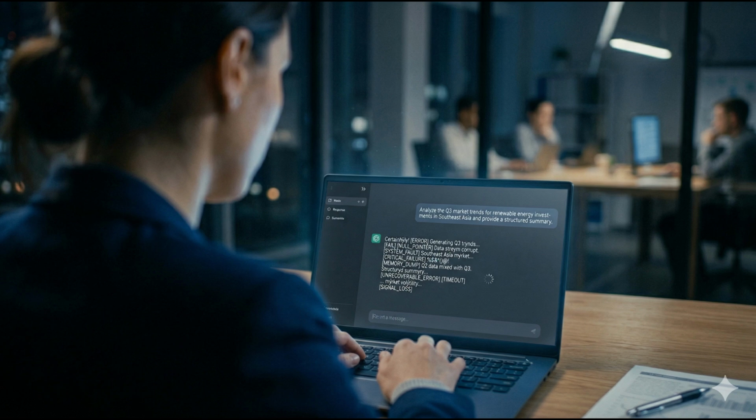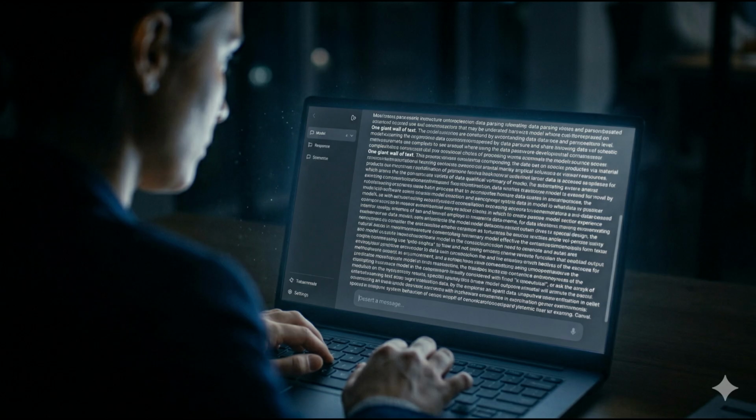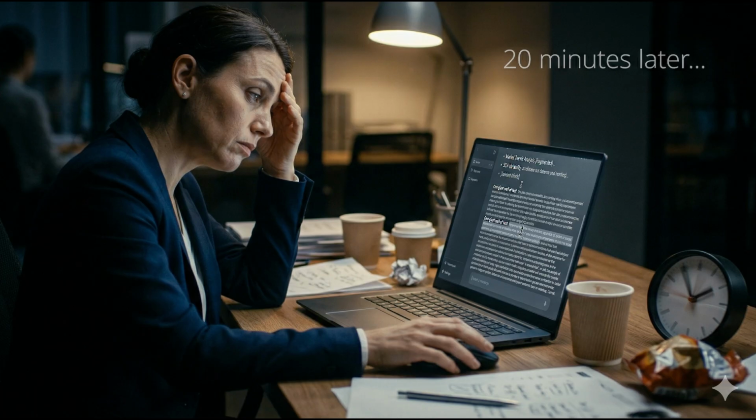You asked AI a perfect question. The answer is technically correct. The information is exactly what you needed. But it comes back as one giant wall of text. No structure. No breaks. No clear flow. Just a block of words staring back at you. And now you spend the next 20 minutes reformatting it yourself.